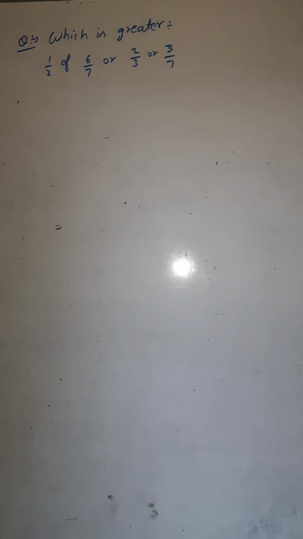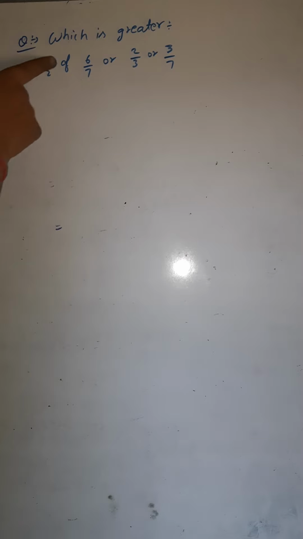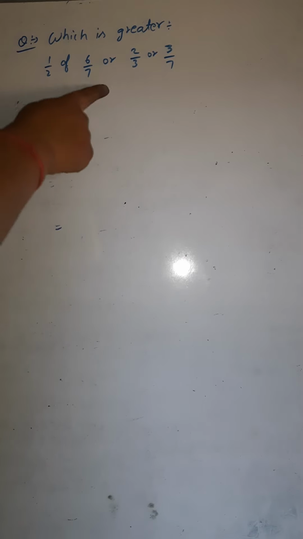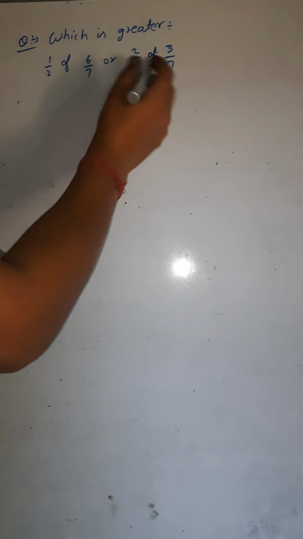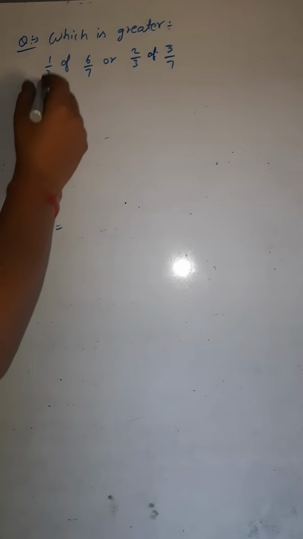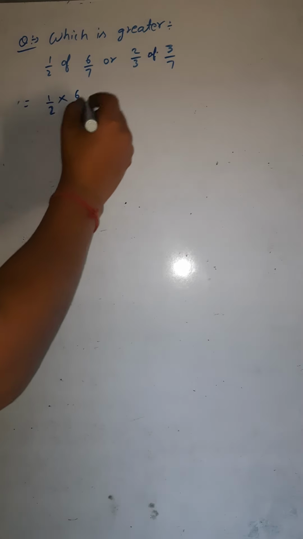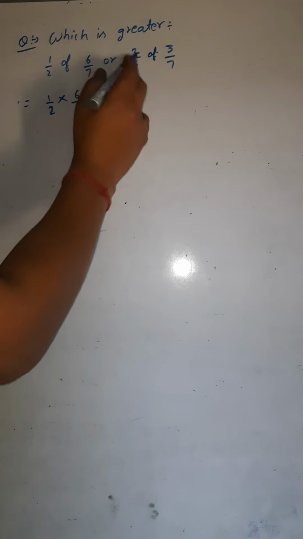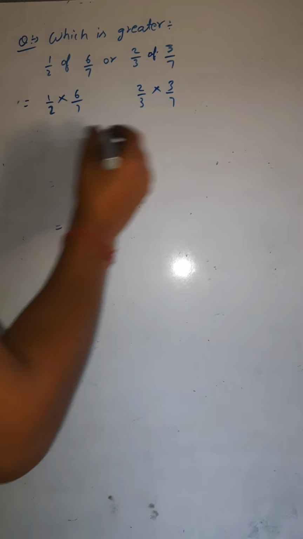Now here I have a new question. Here you have to tell which one is greater. Among these two, which one is greater? 1 by 2 of 6 by 7 or 2 by 3 of 3 by 7. First simplify it. So here you can write 1 by 2 of means multiply 6 by 7. And the second one is 2 by 3 of means multiply 3 by 7. Simplify it.